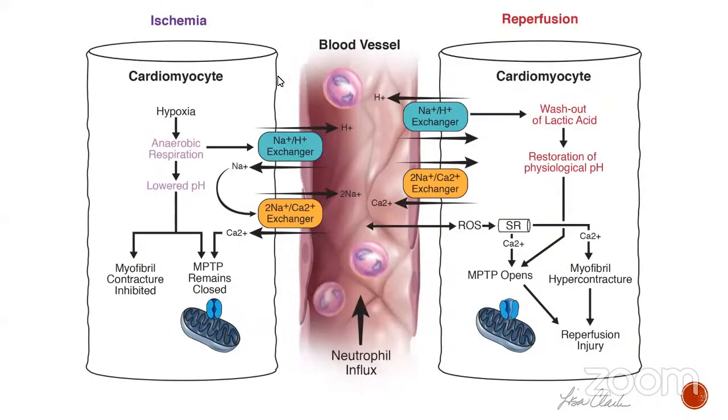This diagram also shows the oxygen paradox. So as we said, when there is hypoxia, there is anaerobic respiration, lower pH, and that will lead to calcium overload, myofibril contraction are inhibited. But since we are still in ischemia, the MPTP are still closed. When the coronaries are reperfused, there is a washout of the lactic acid, there is restoration of the physiological pH, oxygen-free radicals are going to be created, and the MPTP pores are going to be open. That will lead to reperfusion injury.